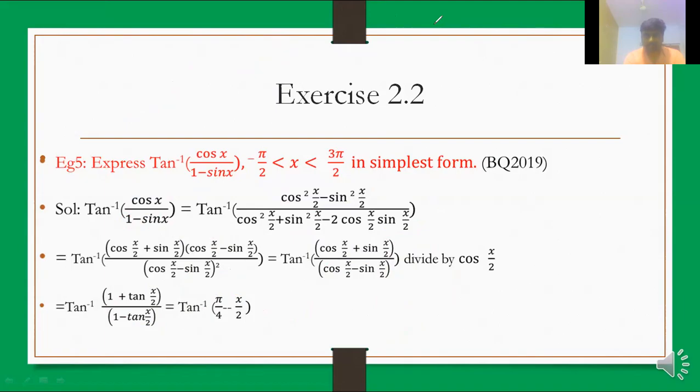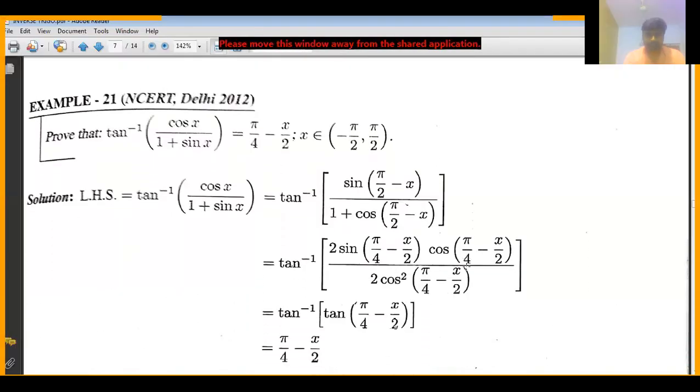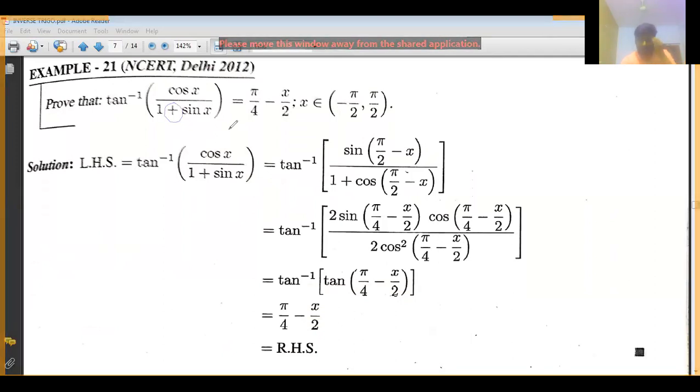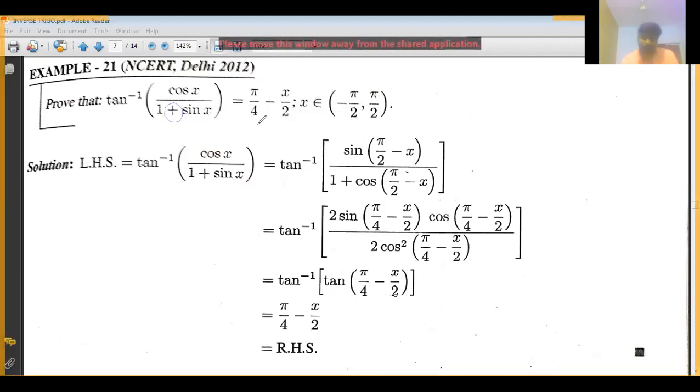Just have a look at that. See, the question was the same, but here plus is given. Same question, but plus given here. So what are you going to prove here? Pi by 4 minus x by 2. For this also, the answer is pi by 4. In the previous one, what answer did you get? Pi by 4 plus x by 2, right? Okay. Anyway, so pi by 4 minus x by 2.